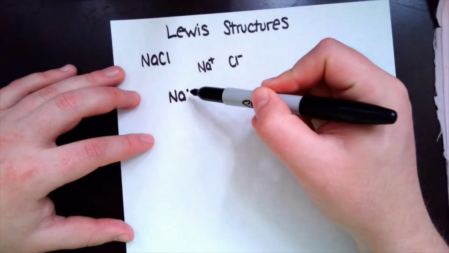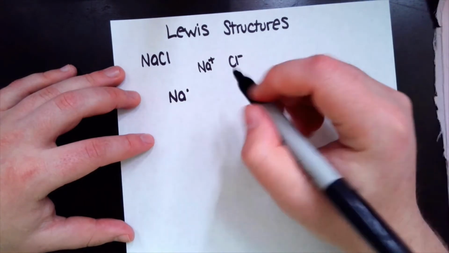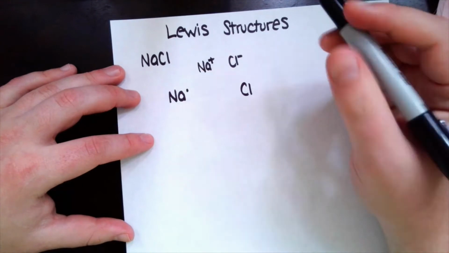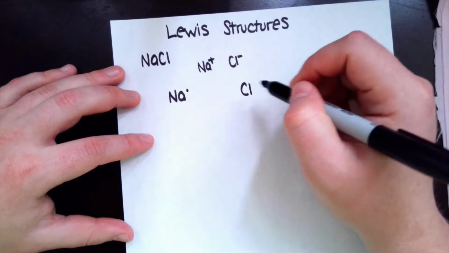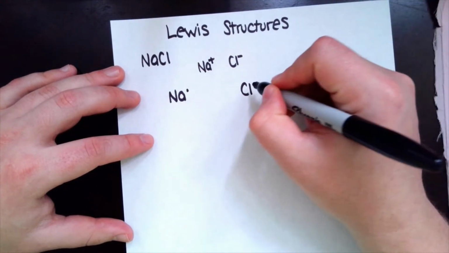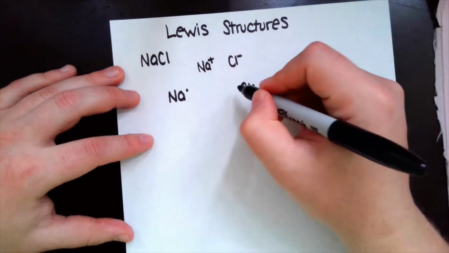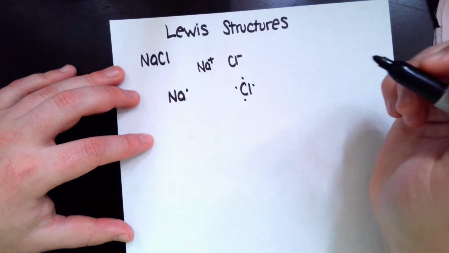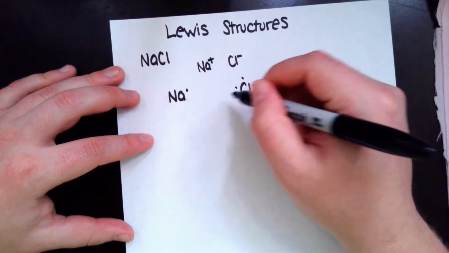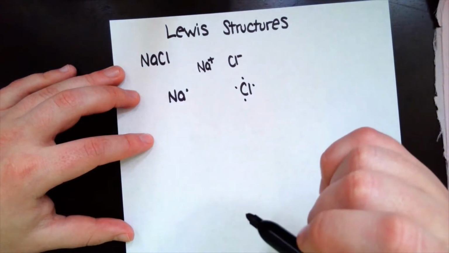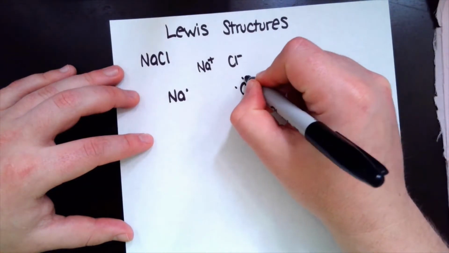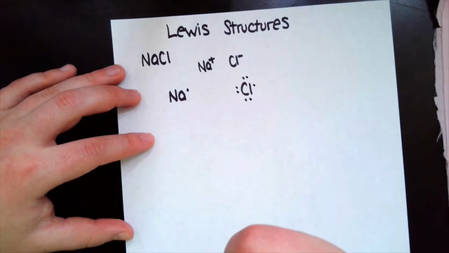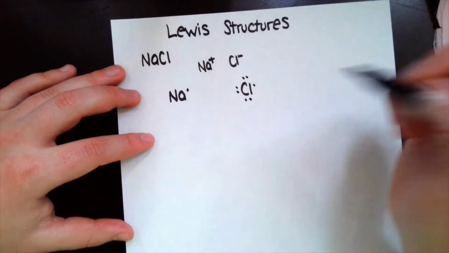Sodium just has one valence electron. Chlorine has 7. Now remember, when you're putting valence electrons around an atom for a Lewis symbol, you basically go one at a time on each side. And then once each side of the atomic symbol gets a single one, then you can go back and start pairing them up. Alright, and remember, chlorine only has 7, so we stop there.